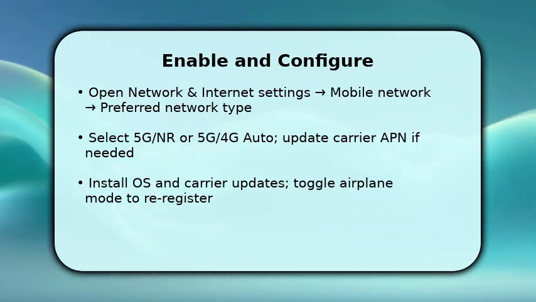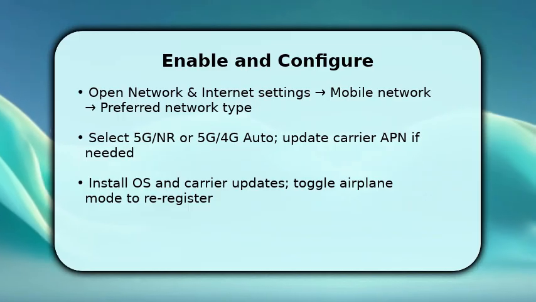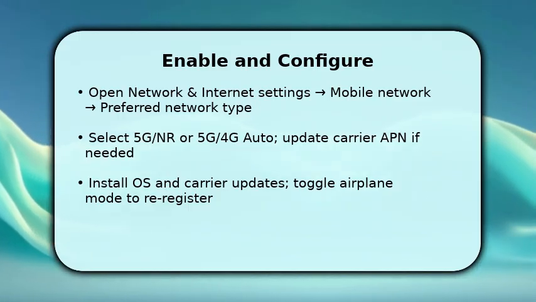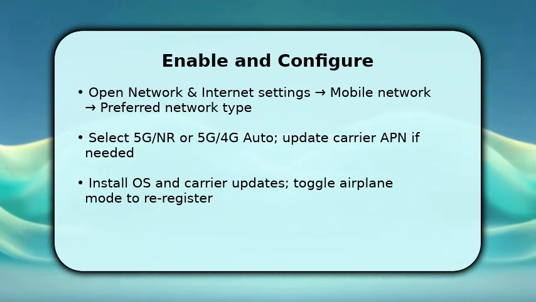Install any pending OS or carrier updates because radio firmware often improves connectivity. Once updated, toggle airplane mode briefly to force a fresh registration. This clears stale network info and helps your handset attach to the optimal cell.